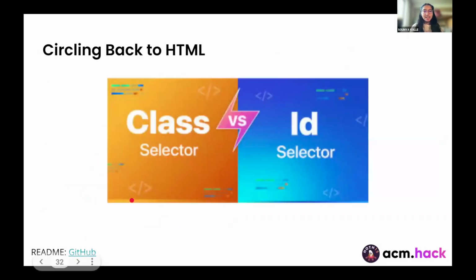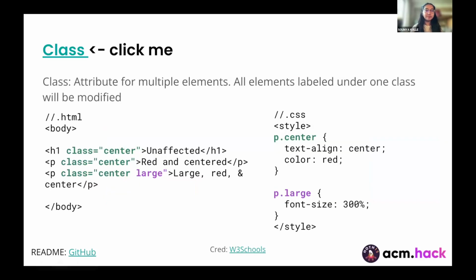All right, so let's circle back to HTML and talk specifically about the class and ID attributes, because these are the most useful when referencing in CSS files. So class is when an attribute has multiple elements. All elements under one class will be modified. Here we have an H1 header tag, and it has the class center. And then we have a paragraph with class center and another paragraph that has the class center large.